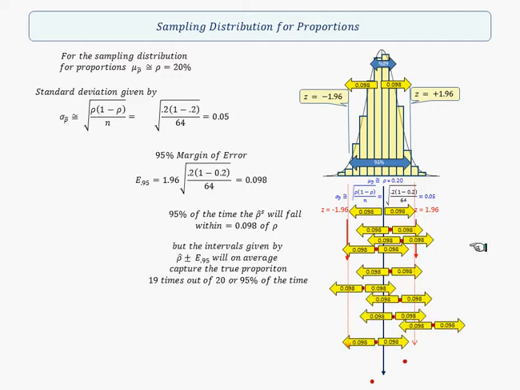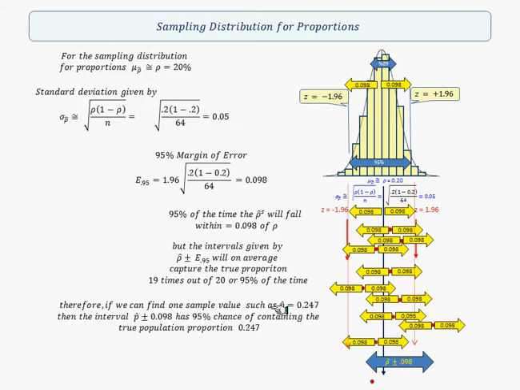If we lay off the margin of error on each of them, we have 20 intervals, 19 of which will capture the true proportion p. On average, 1 in 20 won't. And therefore, we have the concept of a 95% confidence interval. So if we take any one of them, p hat 0.247, and add and subtract your margin of error, we get the notion of the true proportion being 14.9% to 34.5%.